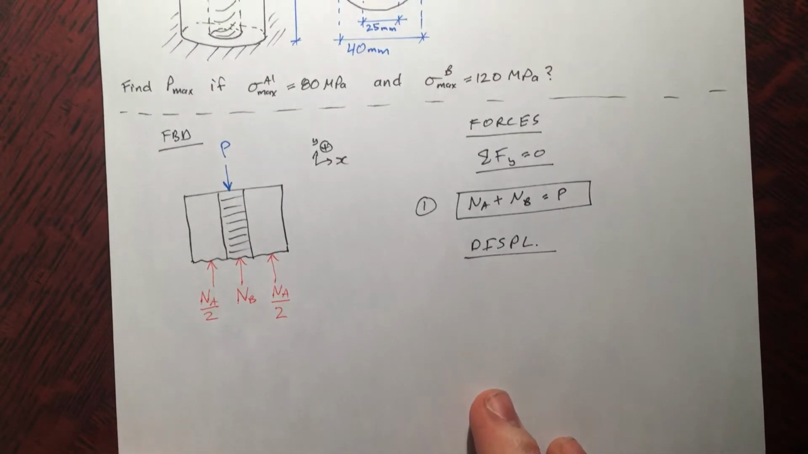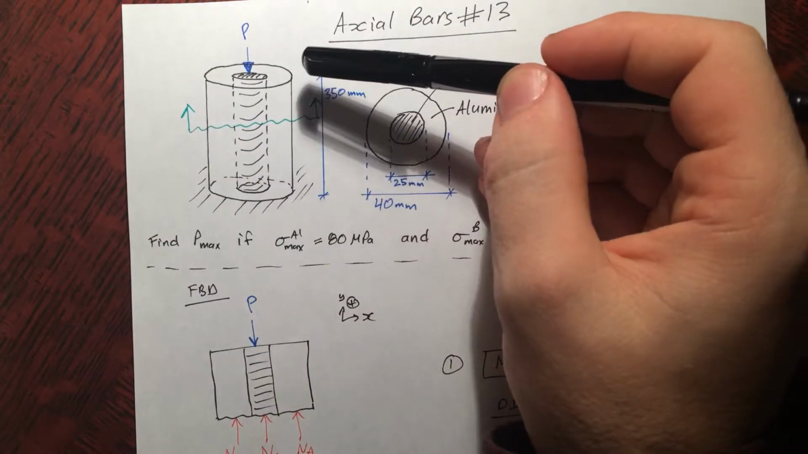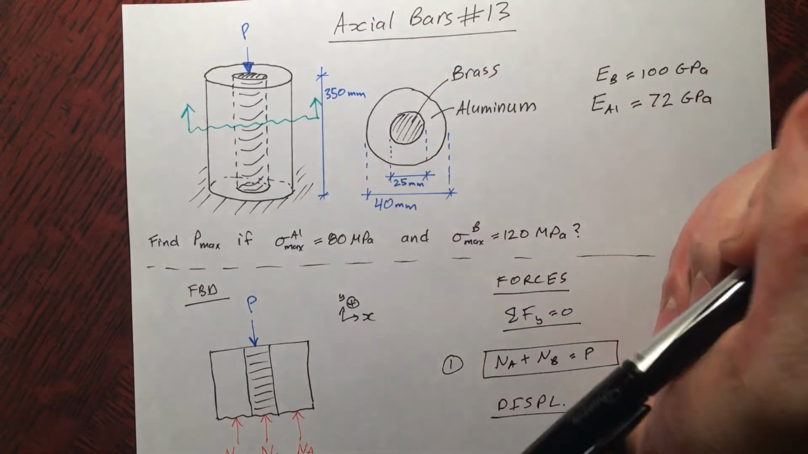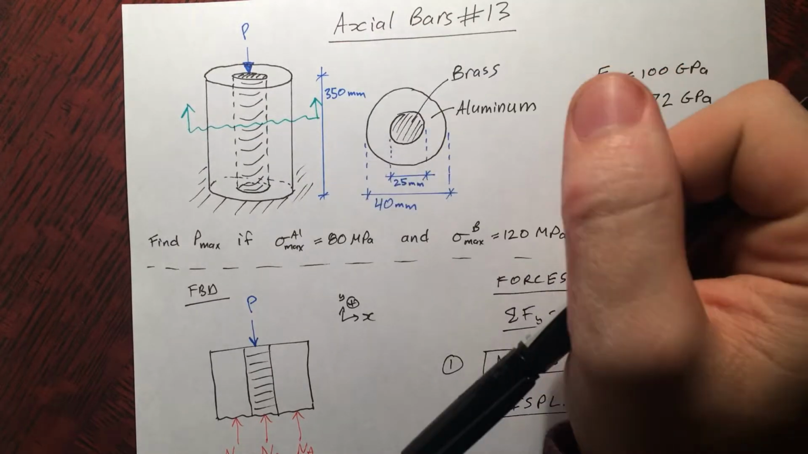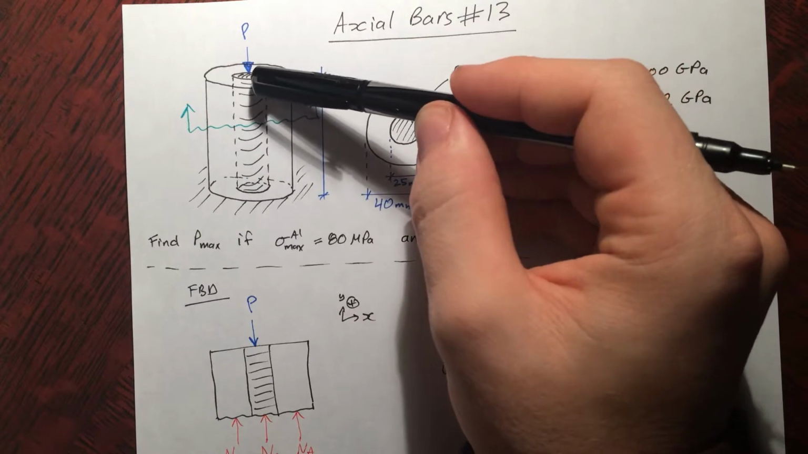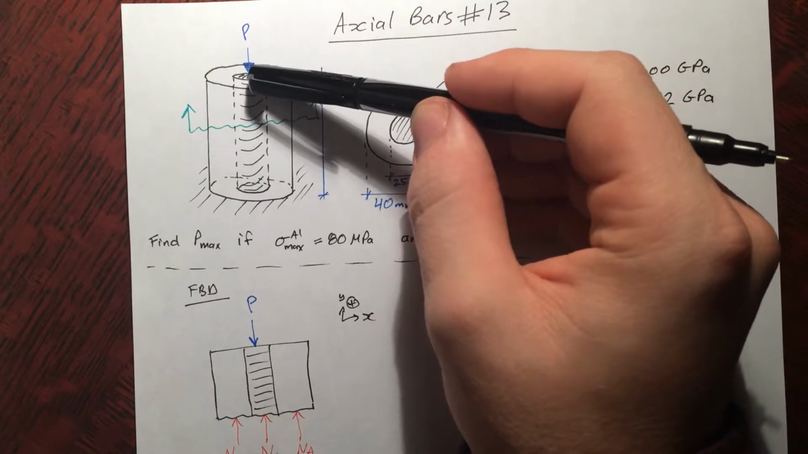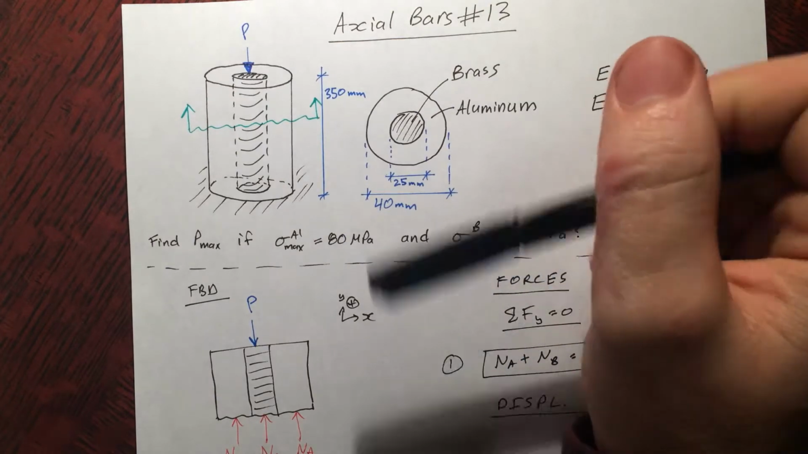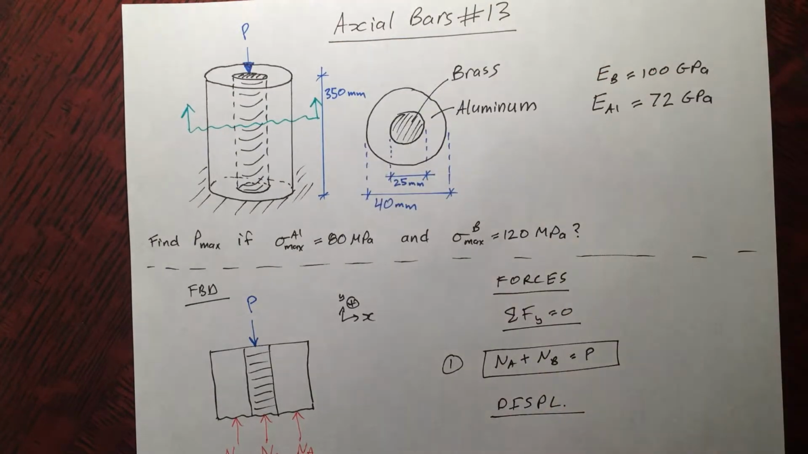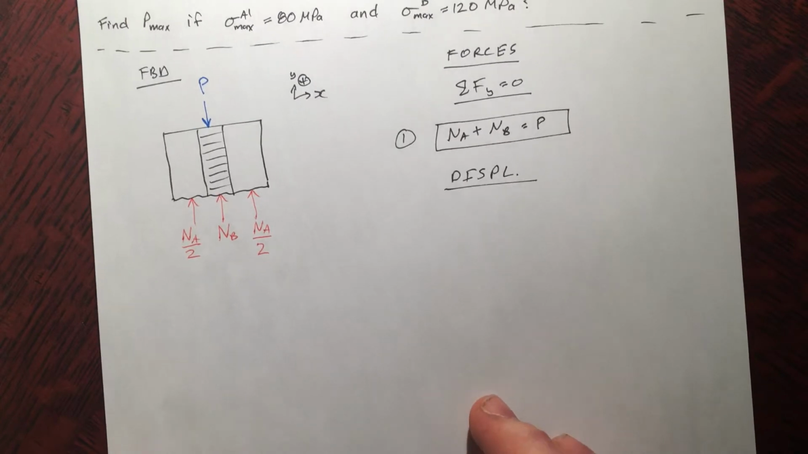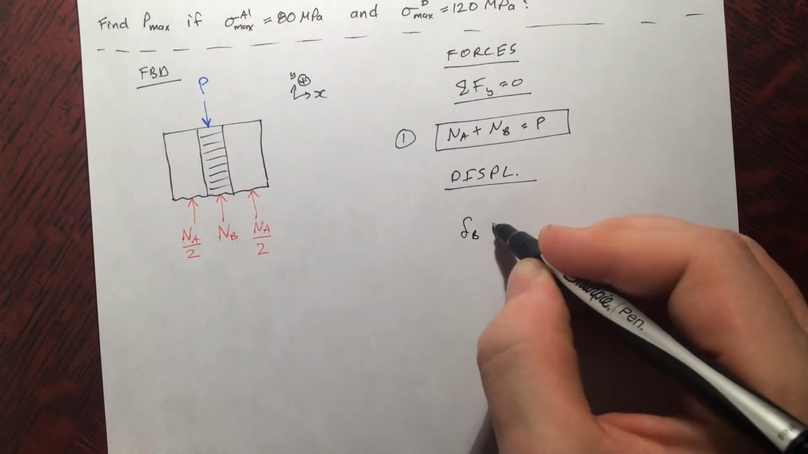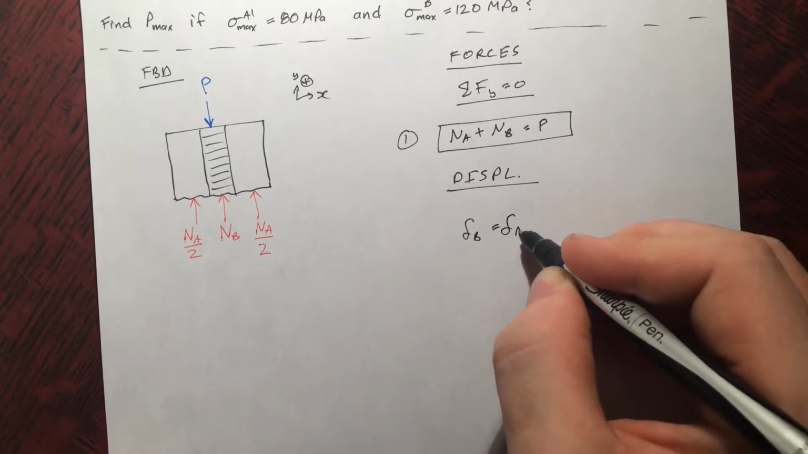So, if we imagine this cylinder here, we're crushing it with this load P, each material is going to be compressed the same amount, all right? There's going to be no way that somehow this core is just going to slide down more than the exterior piece of aluminum. It's all just going to go down the same amount. So we can simply write delta brass equals delta aluminum.